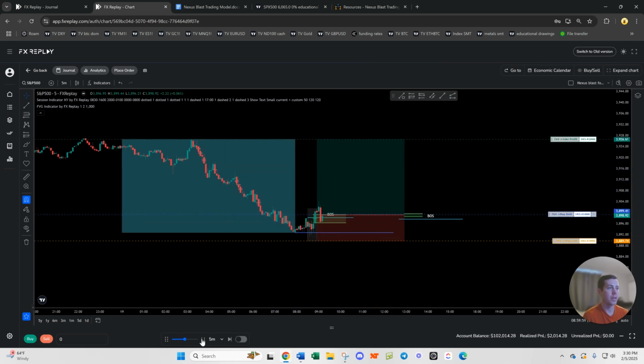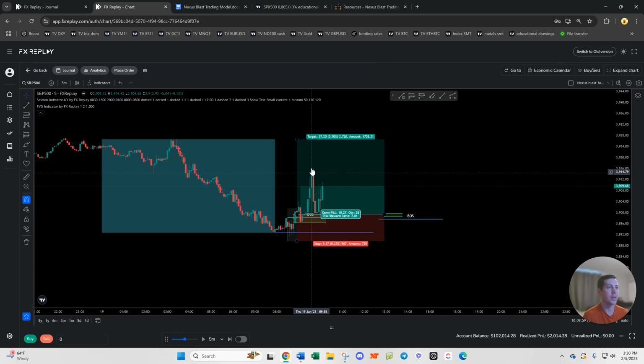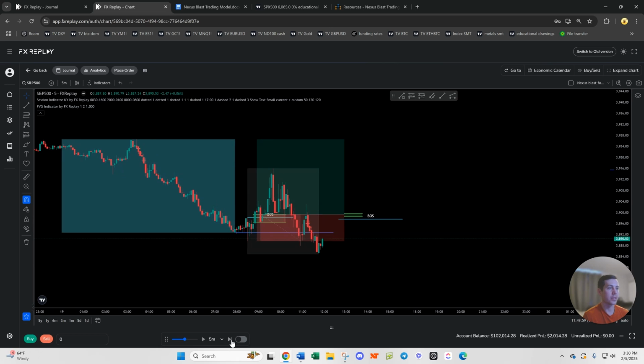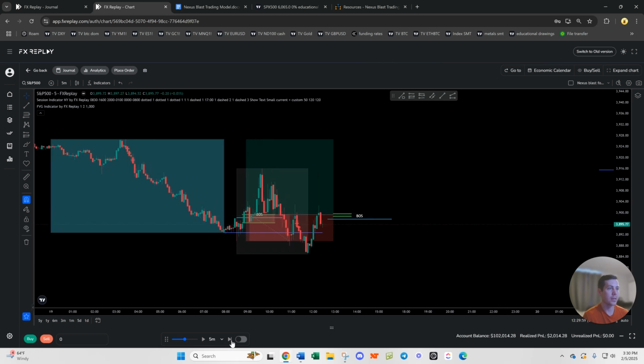I believe this one was a break even trade. So we got tagged in, went up quite a bit, and then ended up stopping us at break even. So let it play out and see if we can get another market structure shift for a second attempt at this one.